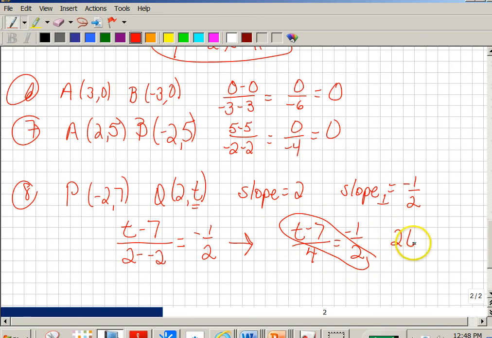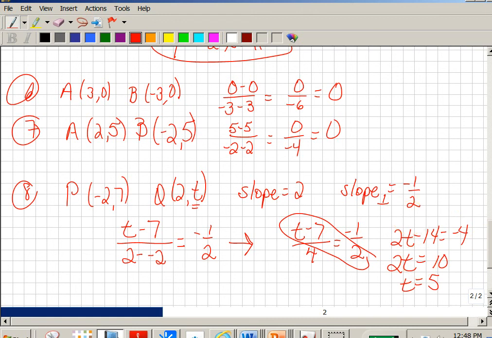You get 2t minus 14. Go the other way, you get negative 4. Solving that equation for t, add 14 to both sides, and you get 10. Therefore, t, when you divide by 2, is 5. And that's the answer, number 8.